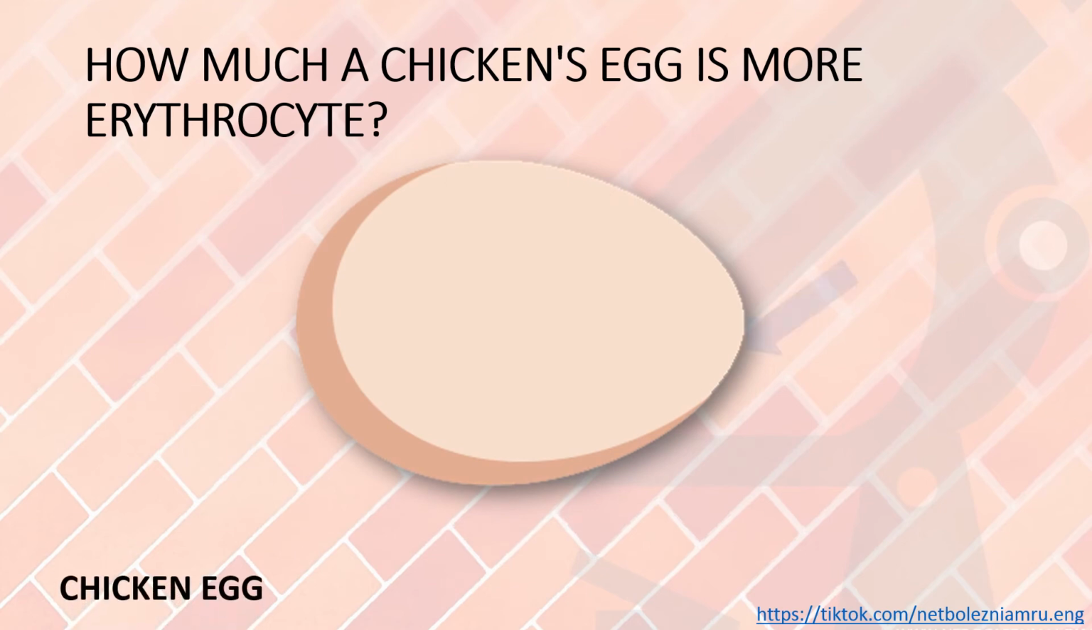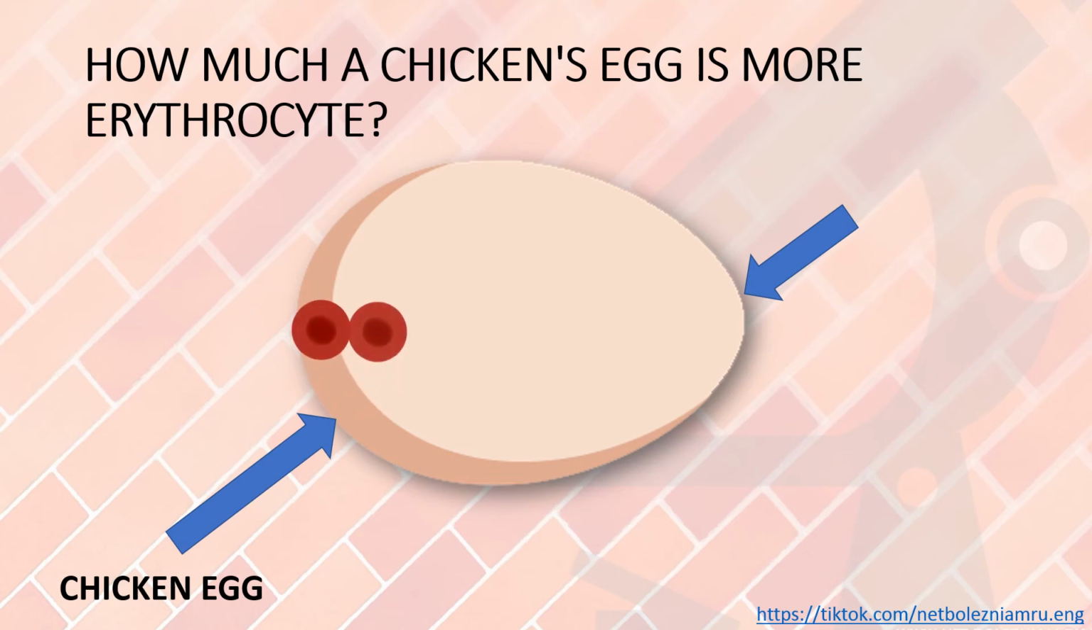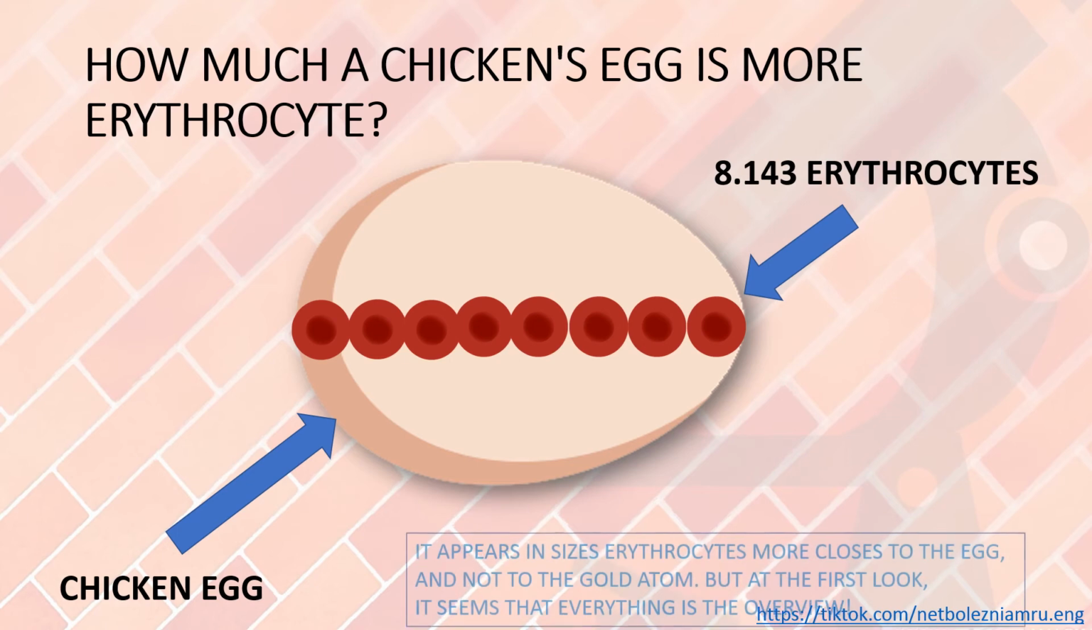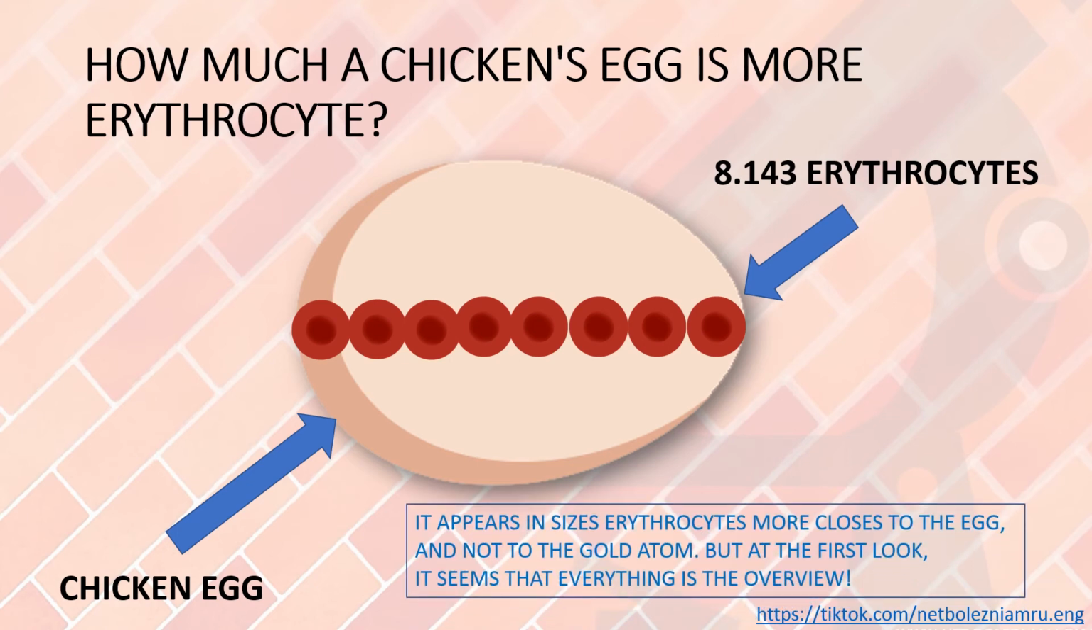Let's put imaginarily a chicken egg in the center of a screen, and according to its diameter, we put the erythrocyte behind the erythrocyte, 7 microns, another 7 microns, and so on till the end. How many red blood cells will we fit on this line? About 8,143 red blood cells. This is a lot. It turns out that the diameter of the erythrocyte is closer to the egg than to the gold atom.